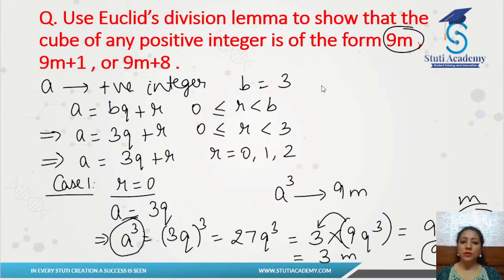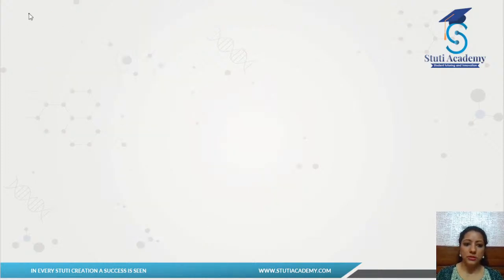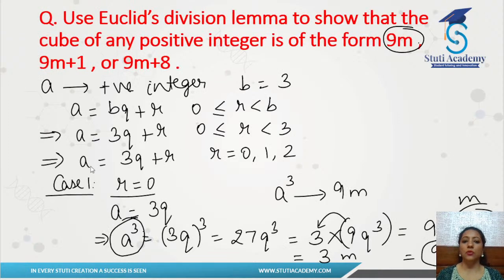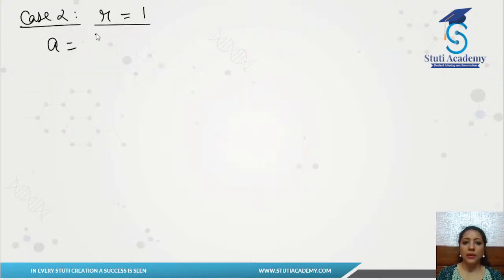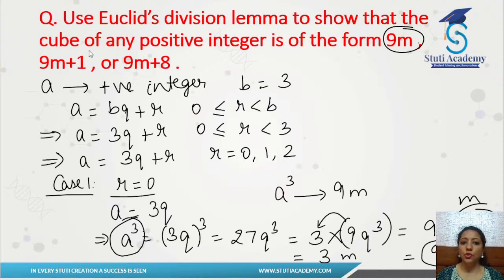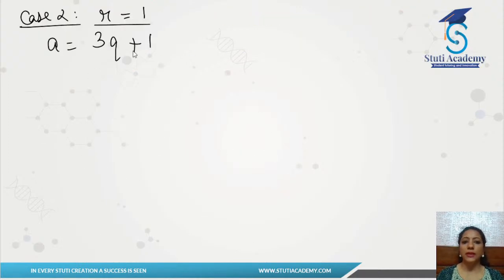Now children, we are done with the first part. In case 2, we are going to put r is equal to 1. So we'll take here case 2, that is r is equal to 1. So if we put r is equal to 1 here, we are going to get a as 3q plus 1. Now again we need cube of the positive integer. So we are going to take cubes on both the sides. So we'll get a cube is equal to (3q plus 1) cube.